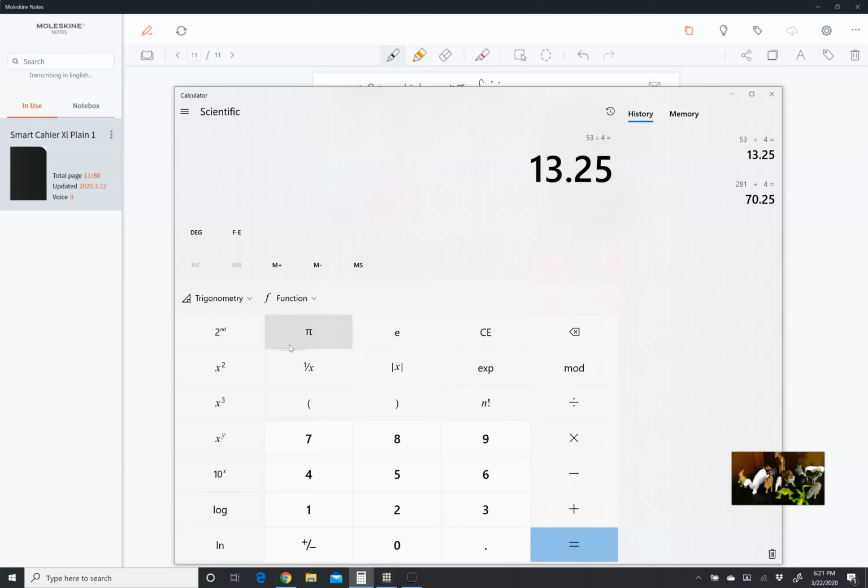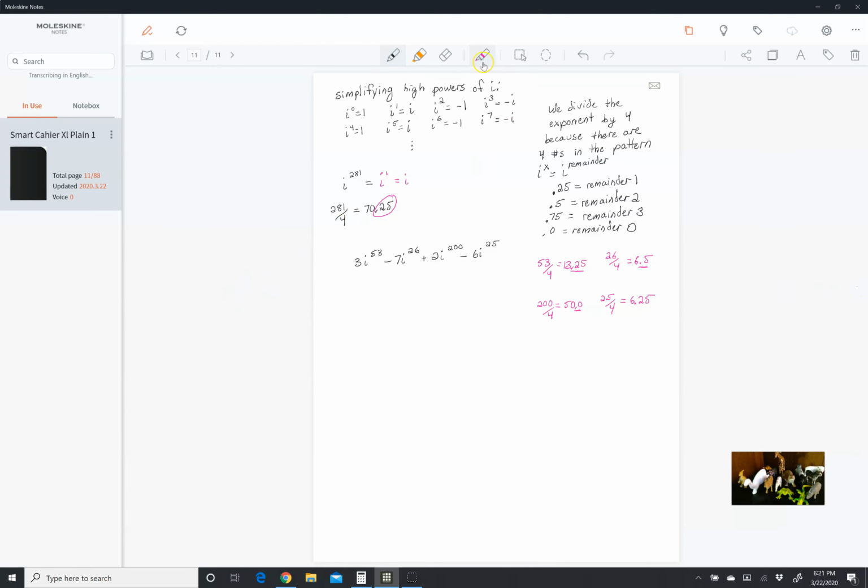So what we care about is the decimal. If we do 26 divided by 4, we get 6.5. Again, all we care about is the decimal. 200 divided by 4 is 50, and we'll put in the 0.0. And then 25 divided by 4 is 6.25. Again, all we care about is the decimal. So now we can just convert this.